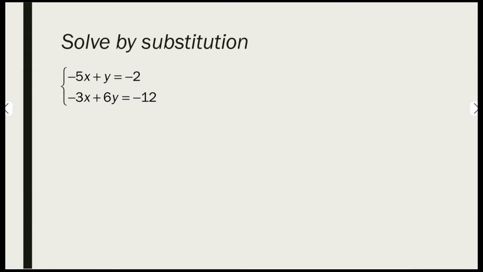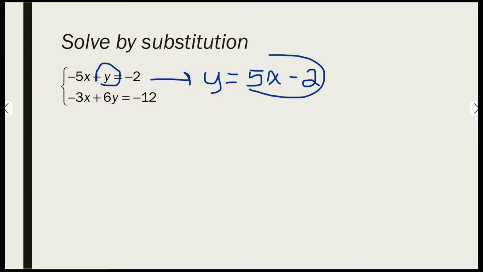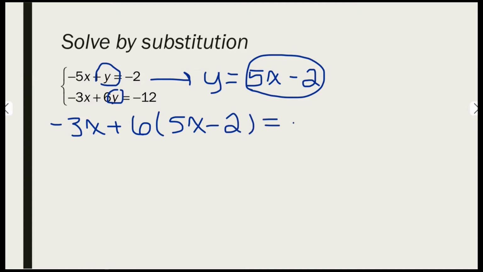So looking at this top equation, we notice that the y is pretty easy to get isolated. All we have to do is add the 5x over to the other side. So that's what I'm going to do here. I have y is equal to 5x minus 2. I'm going to now take 5x minus 2 and plug that into the y of the bottom equation. So that's where the substitution is happening. So I have negative 3x plus 6 times 5x minus 2 is equal to negative 12.